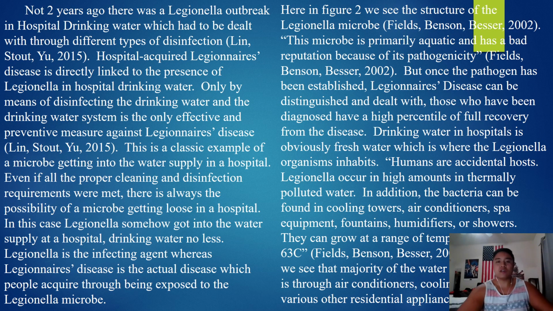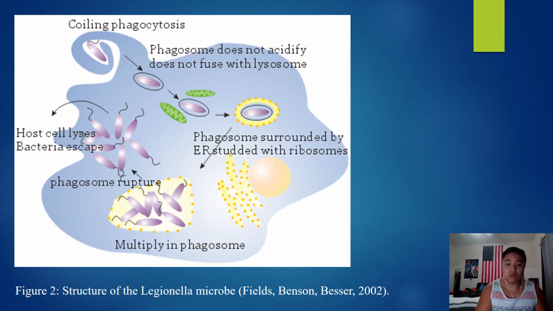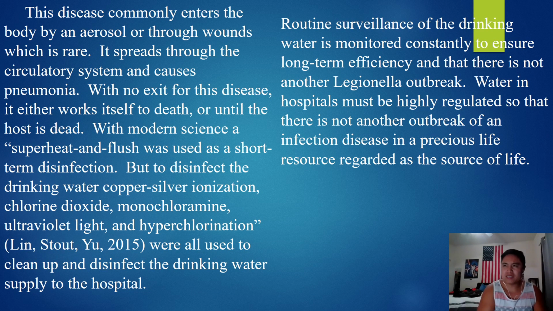Here I talked about this disease called Legionella, a microbe that gets into the body through the water supply, typically drunk. This is the microbe itself. It got into bodies, I believe in the 90s, and maybe more recently, but I haven't looked into it since writing this paper. It got into the drinking supply, and it got a lot of people sick. And I talked about how the hospitals were able to clean the water supply through various different things.